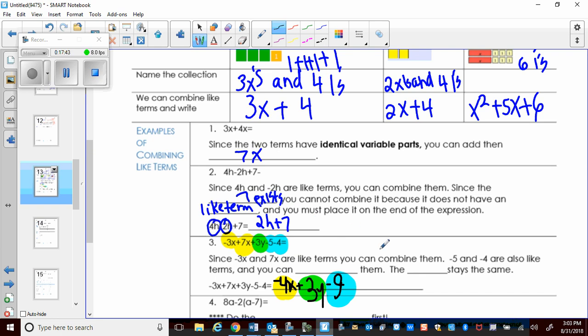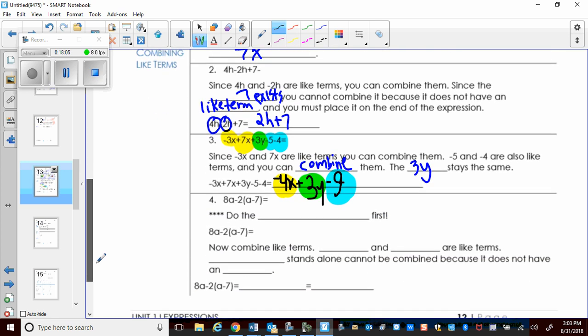So essentially is a more appropriate word. For negative 5 and negative 4, they're also like terms and you can combine them, which is what we did. Okay? The 3y stays the same.